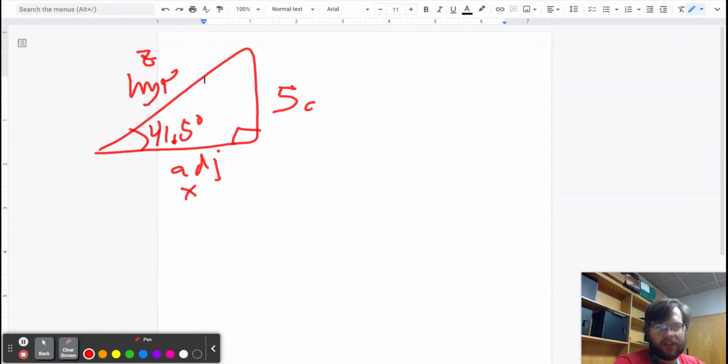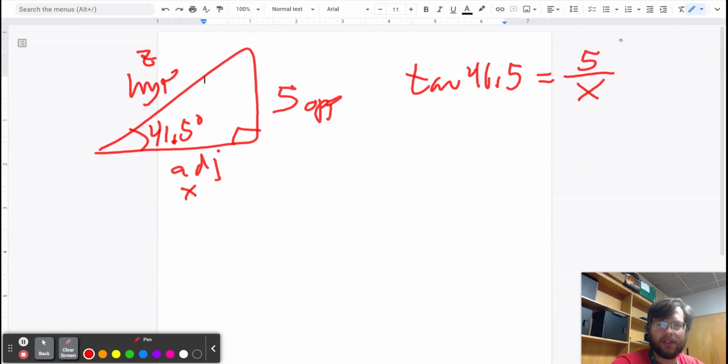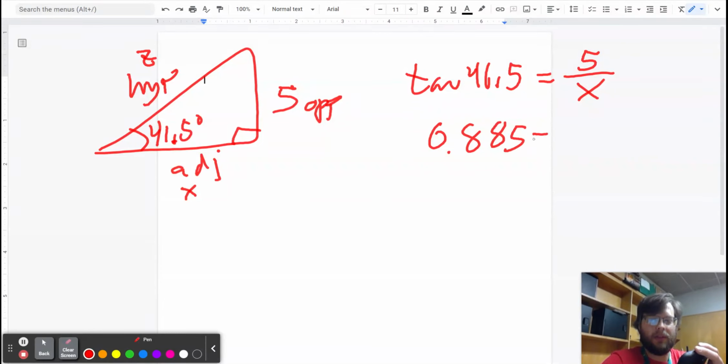Well, I could use tangent because I know the opposite and I don't know the adjacent. So let's set up tangent. Tangent of 41.5 equals opposite over adjacent. But the tricky thing here is if I type in 41.5 and I hit the tangent button, I can write that down just fine. 0.885 equals 5 over x. But I can't just multiply by 5 to solve this now. x is on the bottom of the fraction.